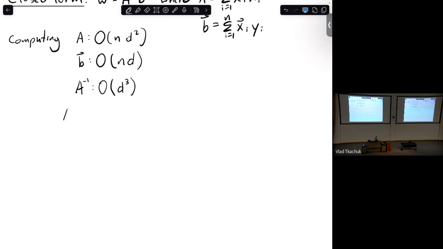And then the final operation is this one, which is multiplying these two. This is just a matrix vector multiply. If you remember, it was just d dot products, and each dot product takes time d. And so it becomes d squared.